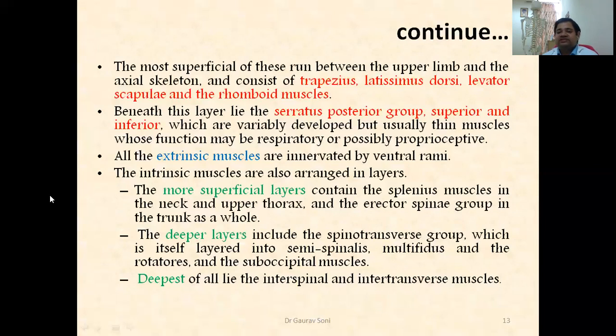The more superficial layer contains the splenius group in the neck and upper thorax, and the erector spinae group in the trunk as a whole. The deeper layer includes the transversospinal group, which itself is divided into three parts: semispinalis, multifidus, and rotators, and the suboccipital muscles. Deepest are the smallest muscles, which are the interspinal and intertransverse muscles. So this is the layering.